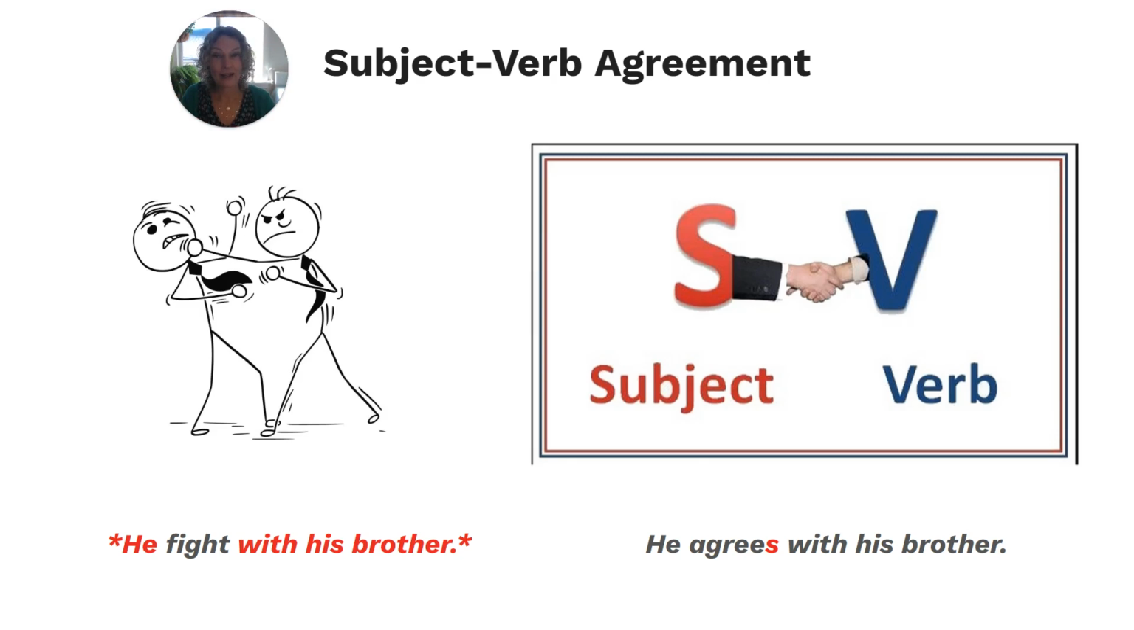So, like I said, a lot of mistakes in grammar come from subject-verb agreement problems. And so make sure that when you're learning your tenses, you learn how the verb changes depending on the subject that you're using.